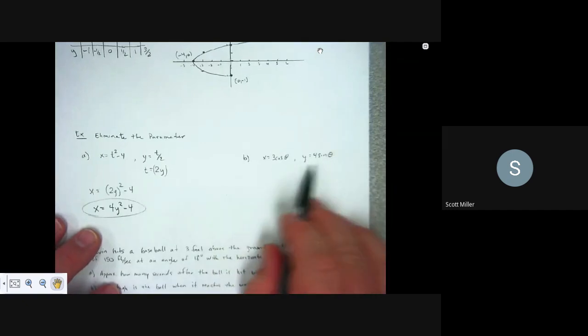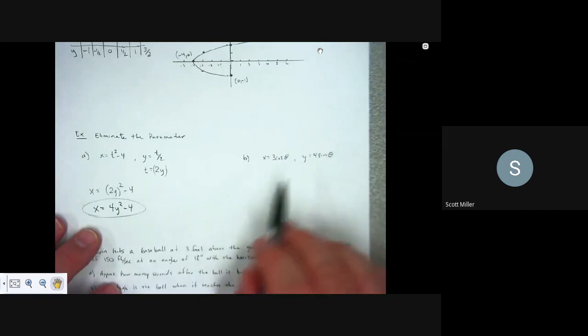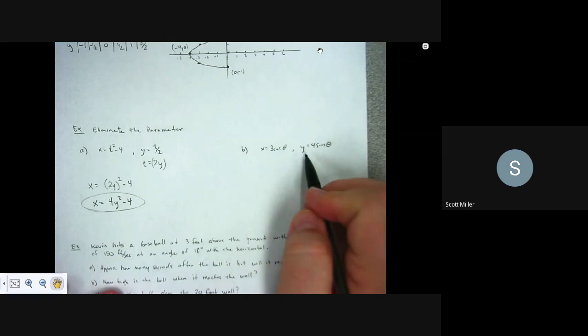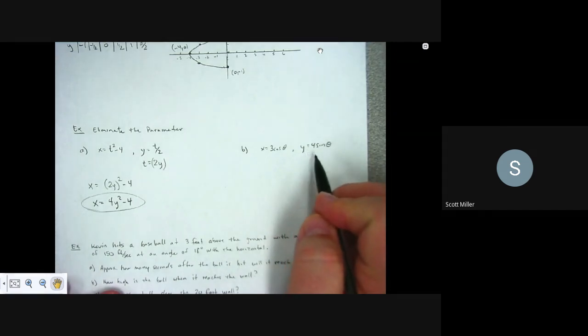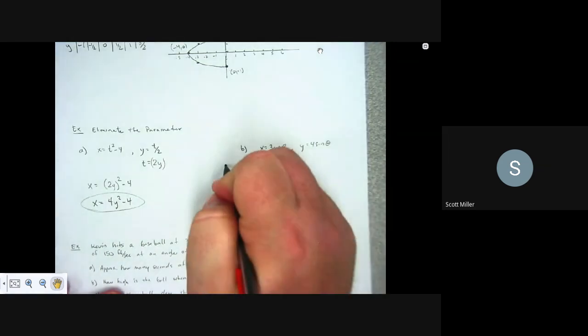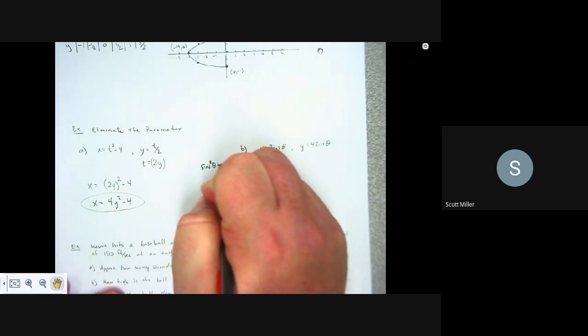But I have trig stuff involved. If you have trig stuff involved, you need to keep in mind some of the identities that are associated with the trig stuff. Most likely, there's a bunch of them, but most of the time they're going to use kind of like the Pythagorean identity. So in other words, you're going to look at the identity, the sine squared plus the cosine squared equals 1.